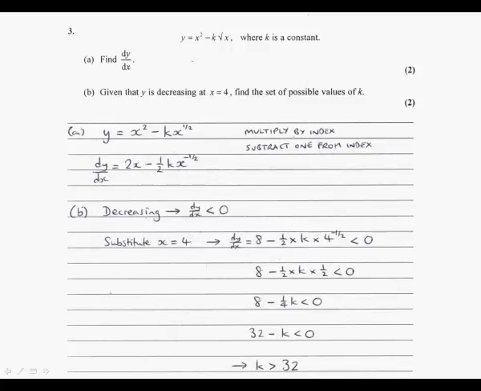For part B, we're told that given that y is decreasing at x equals 4, find the set of possible values of k. If a function is decreasing, it means that dy by dx is less than 0. So we take our differential of 2x minus a half kx to the minus a half, and we substitute our value of x equals 4 into it, and we put it less than 0. And after some rearranging, we end up with k being greater than 32.